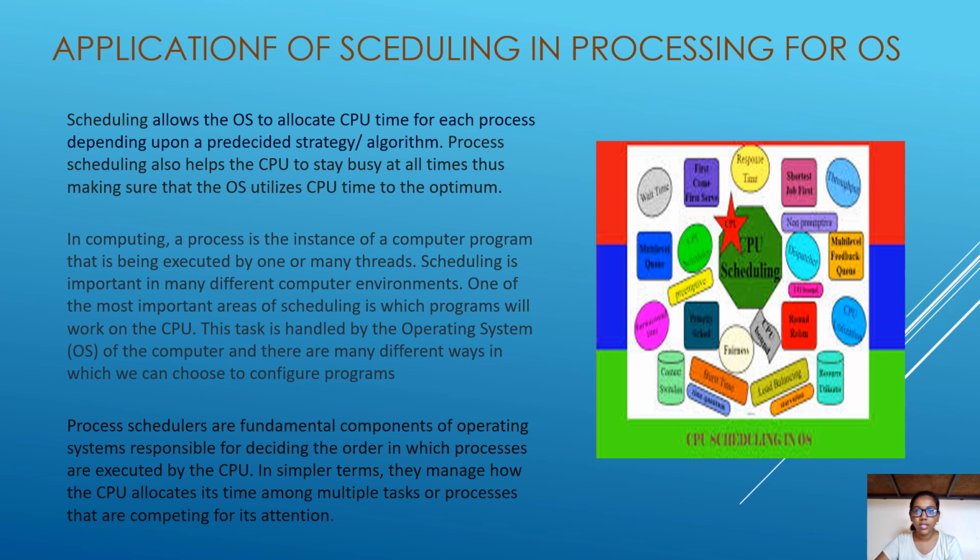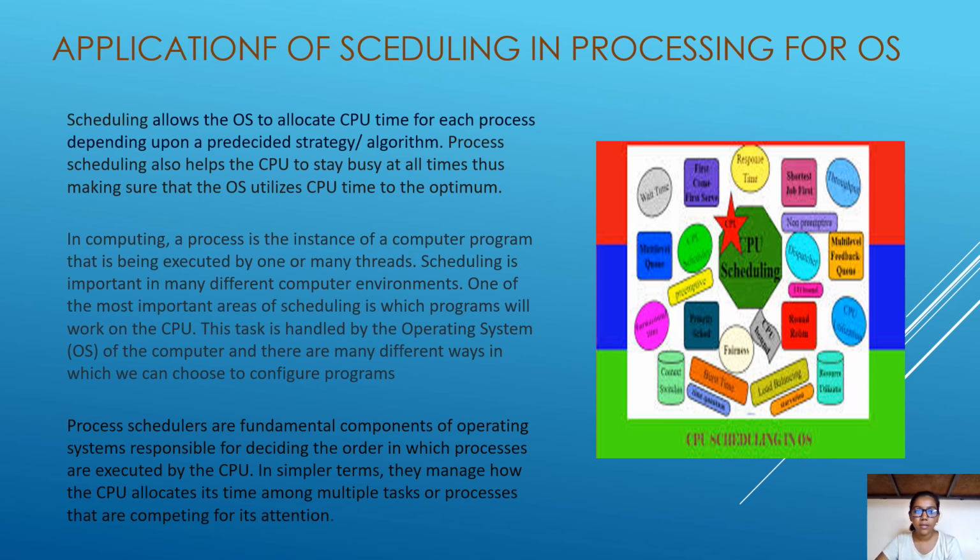Applications of scheduling in processes for OS. Scheduling allows the OS to allocate CPU time to processes depending upon a pre-decided strategy or algorithm. Processor scheduling also helps the CPU to stay busy at all times, thus making sure that the OS utilizes CPU time to the optimum. In computing, a process is the instance of a computer program that is being executed by one or many threads.